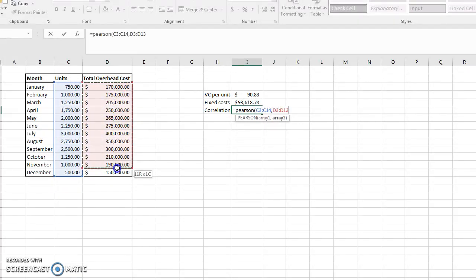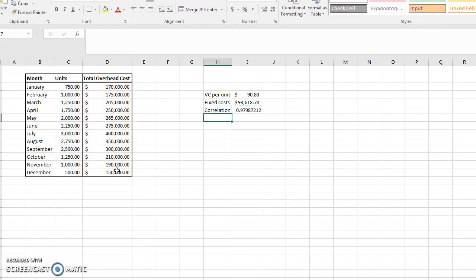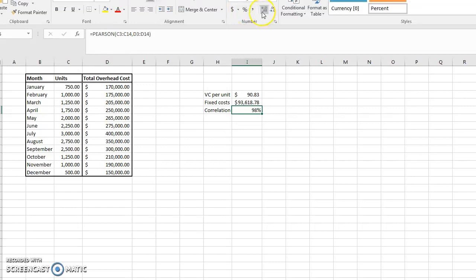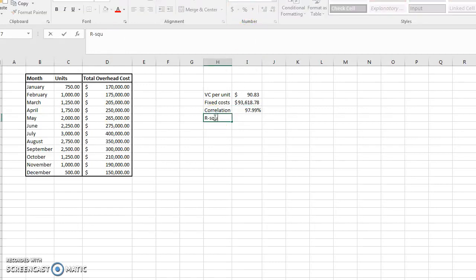And my array 2, and that's in, express correlation as a percentage. And then I can say r squared, and the function for that is RSQ.